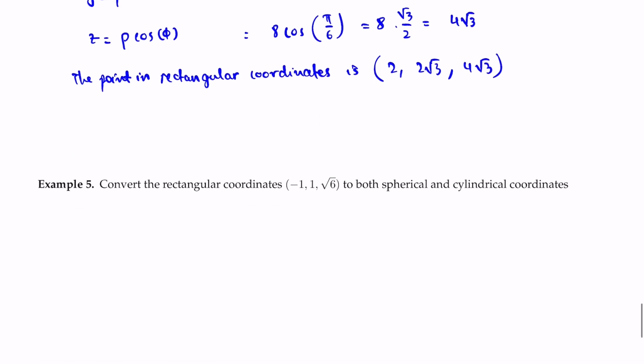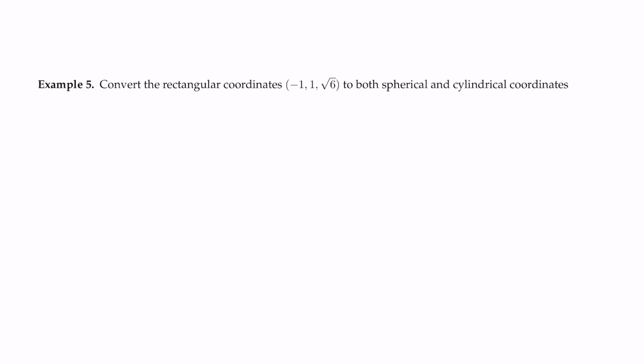Now I'm going to move on to the next example. In example 5, we want to convert the rectangular coordinates of -1, 1, and square root of 6 to both spherical and cylindrical coordinates. So I'm going to do this for cylindrical coordinates first and then convert that to spherical coordinates.